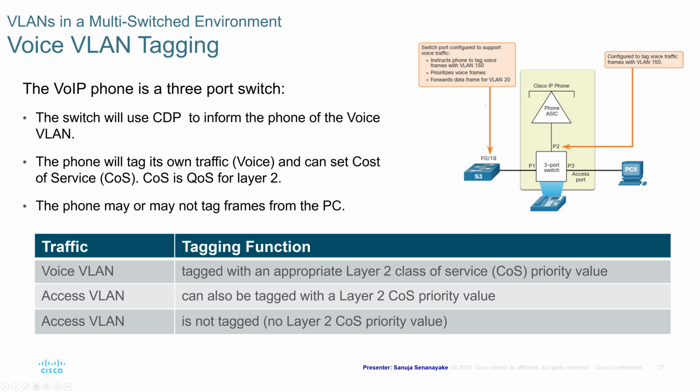However, what's important here is that the VoIP phone is going to be a 3-port switch. So we're going to have a voice VLAN and access VLANs, like 2 access VLANs associated with it. The voice VLAN is tagged with the appropriate layer 2 class of service or CoS priority value, and one of the access VLANs can be tagged with the layer 2 class of service priority value, while the other access VLAN may not be tagged with any layer 2 CoS priority value.